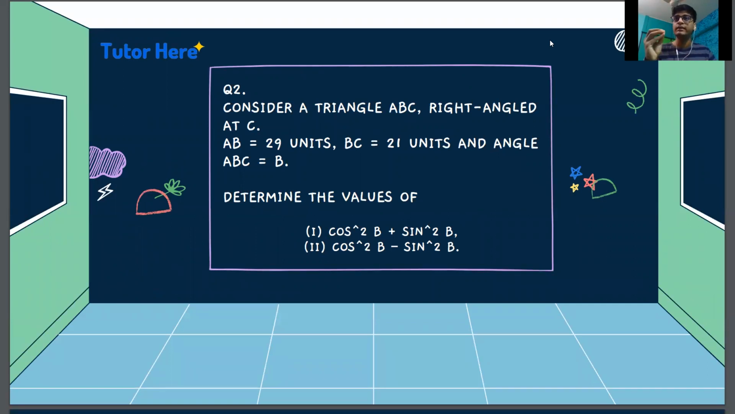Consider a triangle ABC, right angled at C. AB is 29 units, BC is 21 units, and angle ABC is equal to B. Let's try and find out the values of first, cos square B plus sin square B, and second, cos square B minus sin square B.